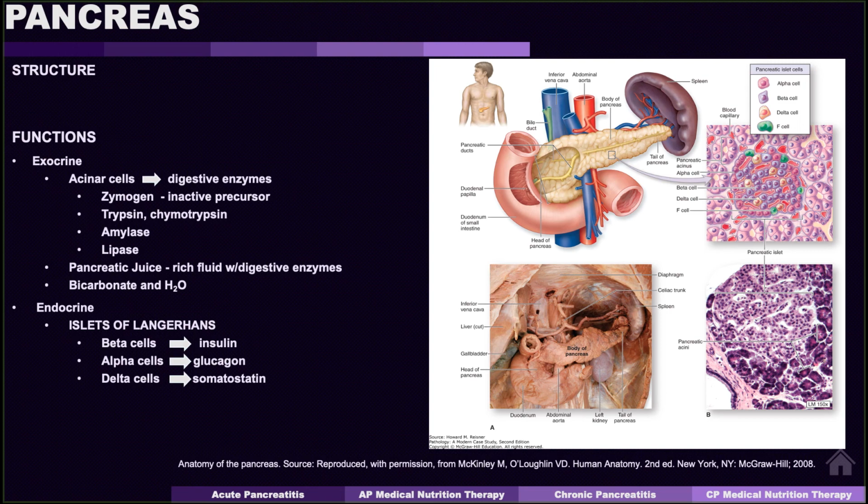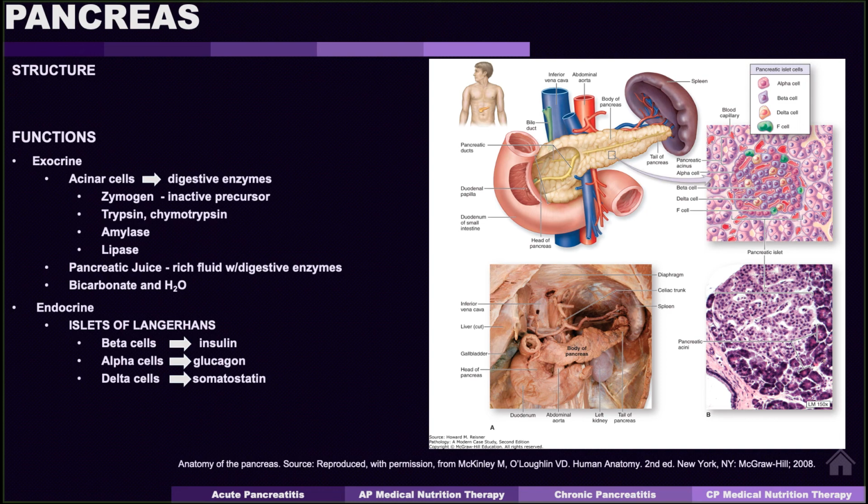The endocrine tissue consists of islets, specifically the islets of Langerhans, which house the beta cells and the alpha cells, which are their hormones and metabolic hormones, and they're involved in blood glucose regulation through the production of insulin and glucagon. We also see the delta cells producing somatostatin, which has some inhibitory effects on the GI tract.